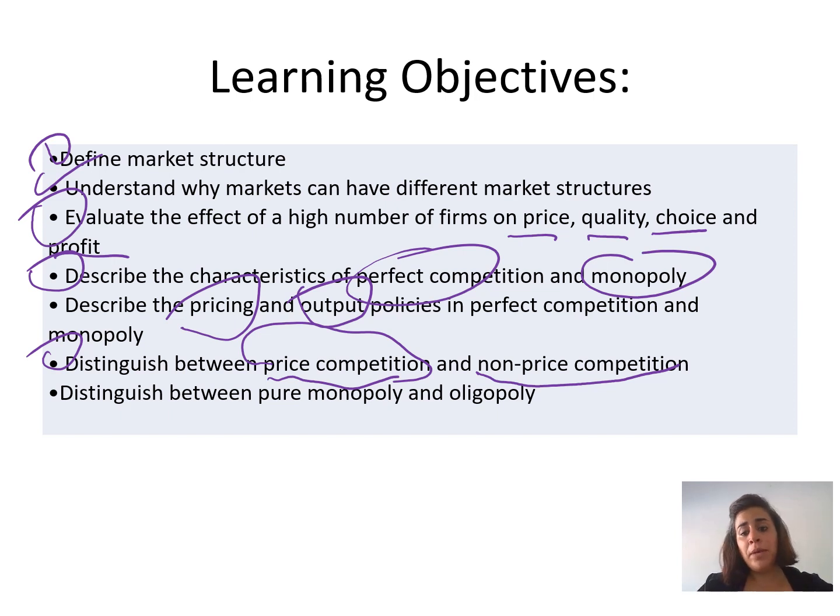Finally, what we would be doing is distinguishing between a pure monopoly, mono, which is one, and we will talk about it, and oligopoly. What is the difference between them?